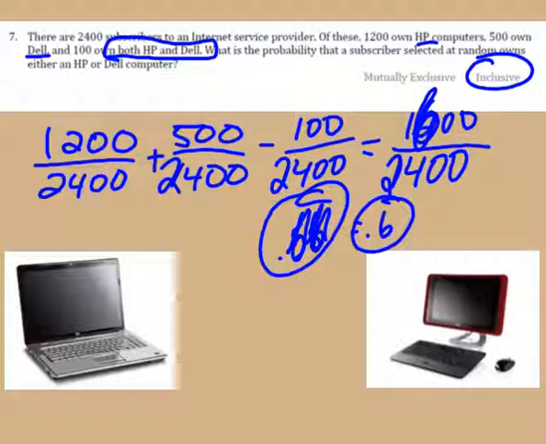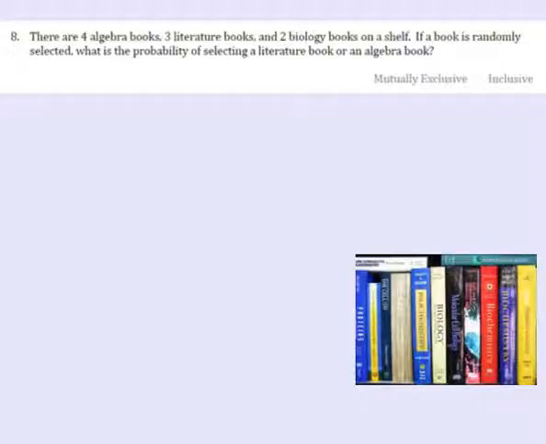Alright, so just get comfortable doing some calculations. So if they fall in both categories, they own both HP and Dell, those are always inclusive ones where you're going to be subtracting things. Your quiz question is decks of cards. Alright, so you got to be comfortable with face cards, aces, all those things.